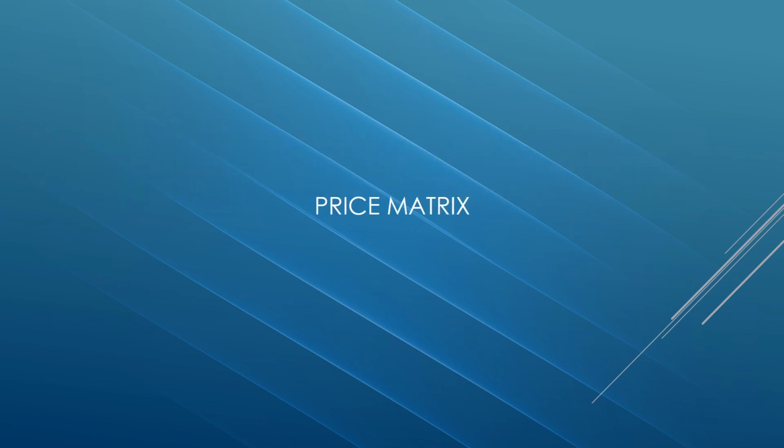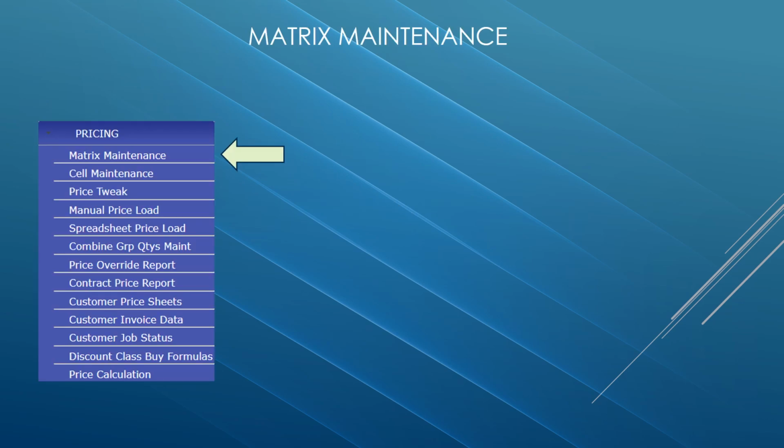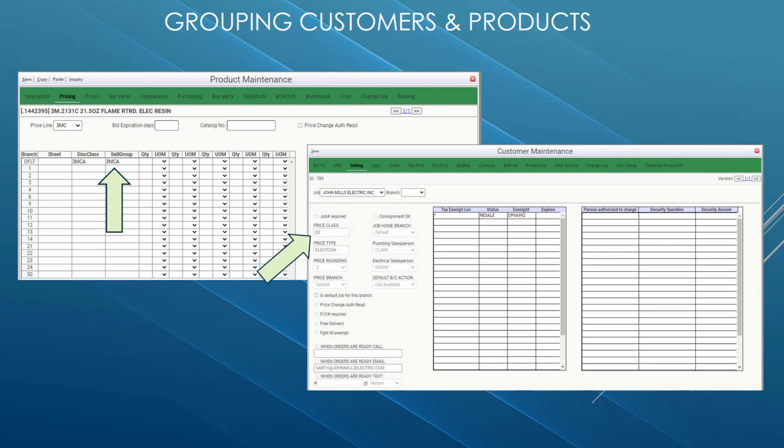The last section dealt with updating prices from your vendors. This section discusses the cost and sell pricing matrix. Matrix maintenance. Pricing matrices can get very complex, so we're going to deal with just the basics here.